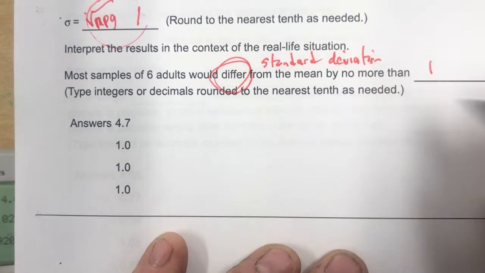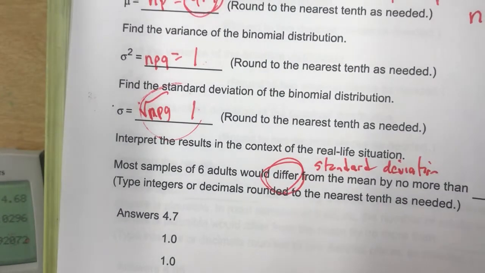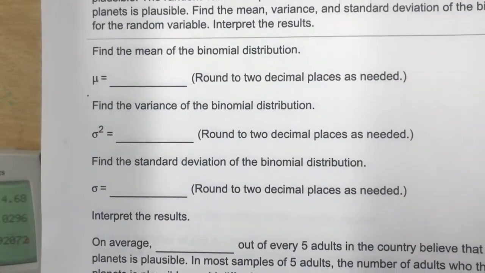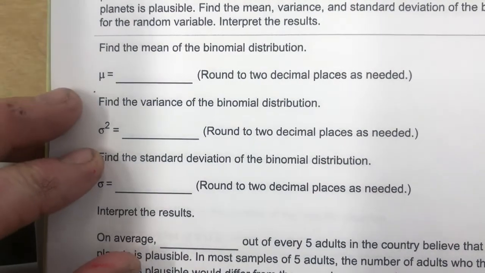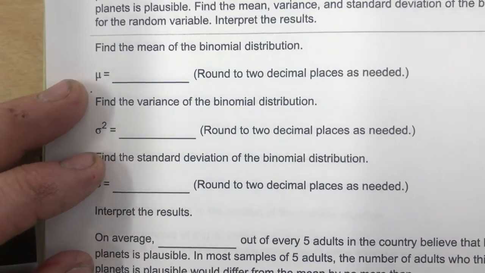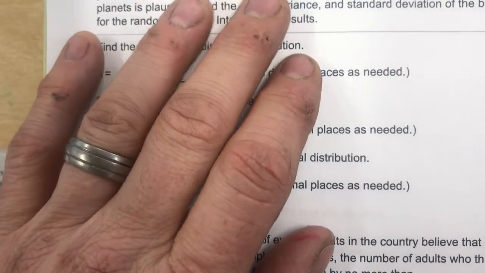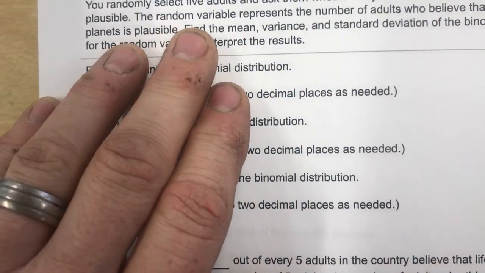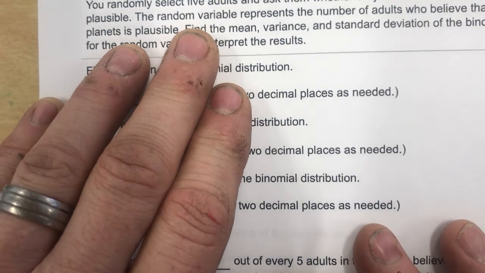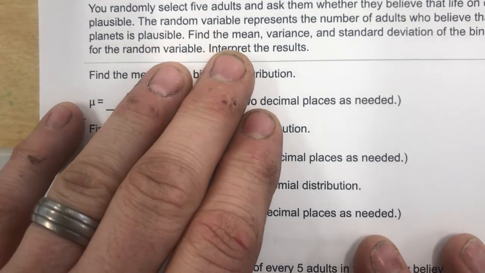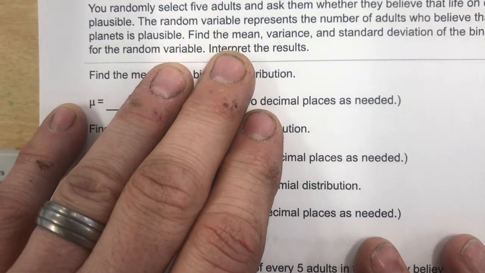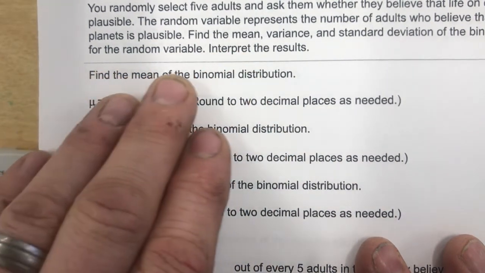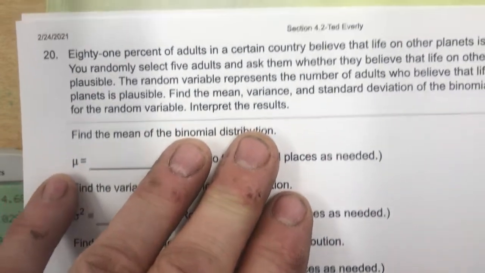Okay. And there's a few like this on here. Number 20, same thing. Okay, 81% of adults in a certain country believe that life on other planets is plausible. You randomly select 5 adults and ask them whether they believe that life on other planets is plausible. The random variable represents the number of adults who believe that life on other planets is plausible. Find the mean, variance, and standard deviation of the binomial distribution for the random variable and interpret the results.